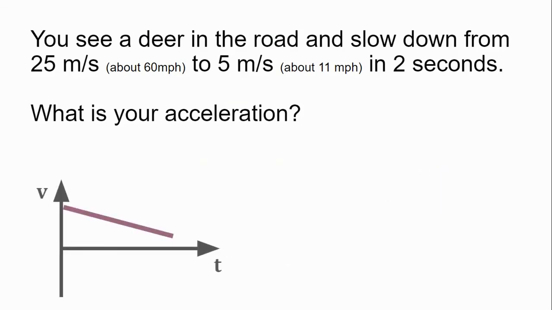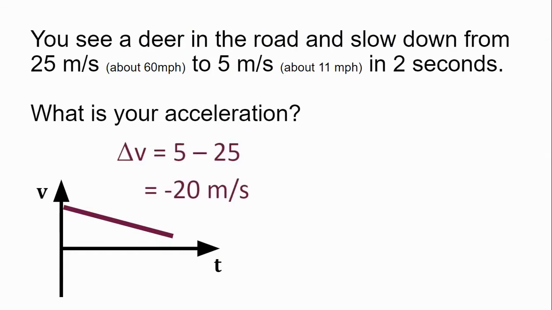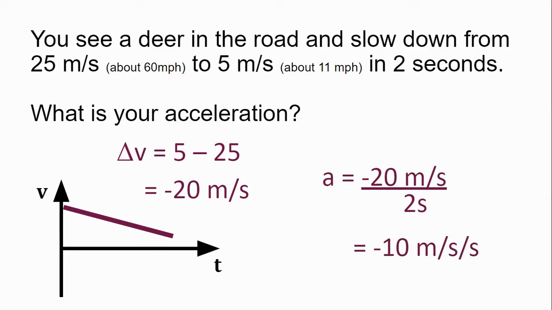As you picture what's happening to the velocity in this situation, we know the velocity is decreasing from 25 to 5. The graph would look something like this, and our change in velocity here would be negative 20 meters per second. That means the acceleration would be the change in velocity divided by time, in this case, negative 20 meters per second divided by 2 seconds, to give us negative 10 meters per second per second. We could also have written that as negative 10 meters per second squared.